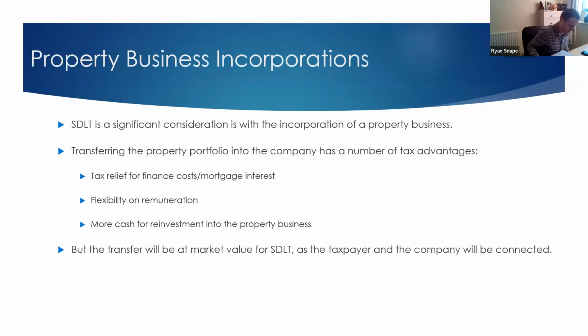I want to focus mainly on property business incorporations and the SDLT around that. For those of you that aren't aware, a property business incorporation would be where an individual or individuals have a personally owned property portfolio and they want to transfer that into a company. There are various reasons for doing that. It's very tax effective planning. The company gets tax deductions for mortgage interest and finance costs, so where those properties are mortgaged, it's much more tax effective for them to be in a company.